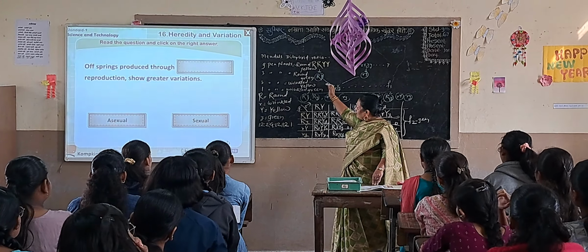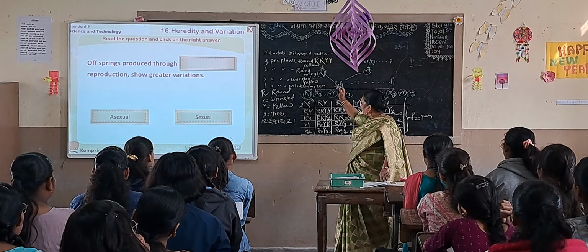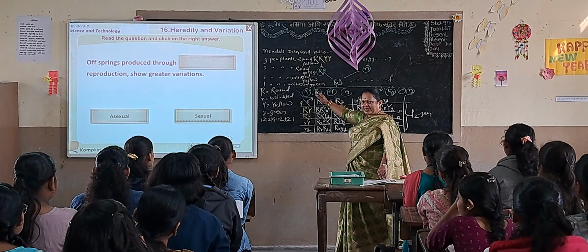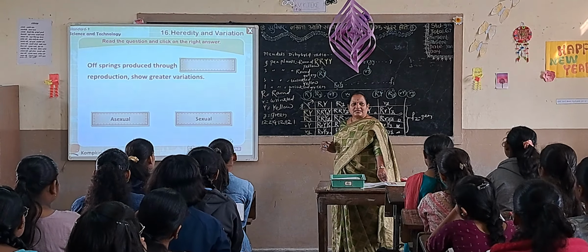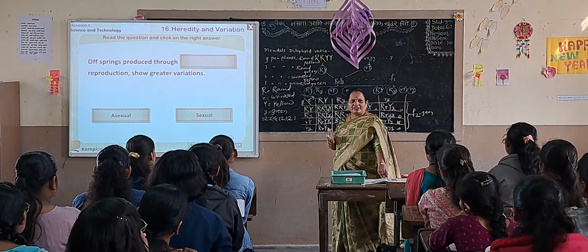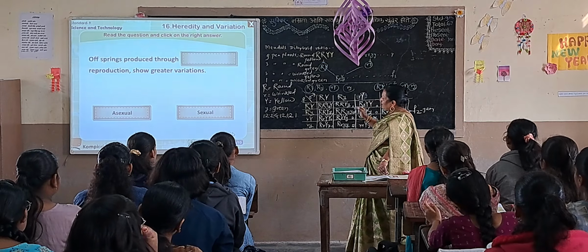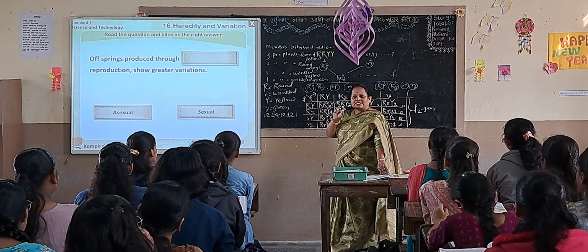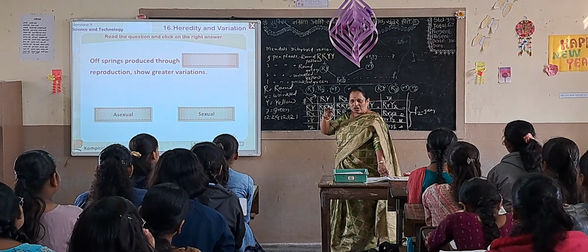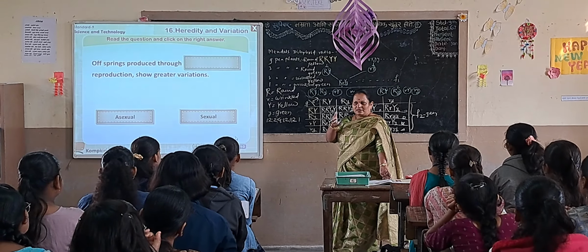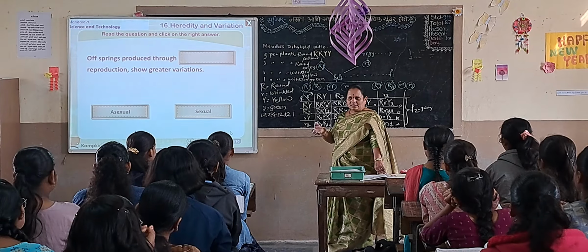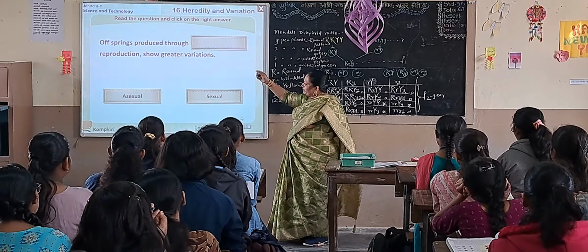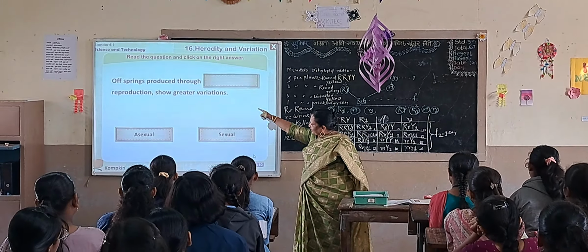And here, the law of segregation states that each and every character segregates separately and shows its characteristics in the F1 and F2 generations. Mendel studied pea plants for 7 contrasting characters, that is tall contrast dwarf, round contrast wrinkled, yellow contrast green, etc. Here, offspring produced through reproduction show greater variation.